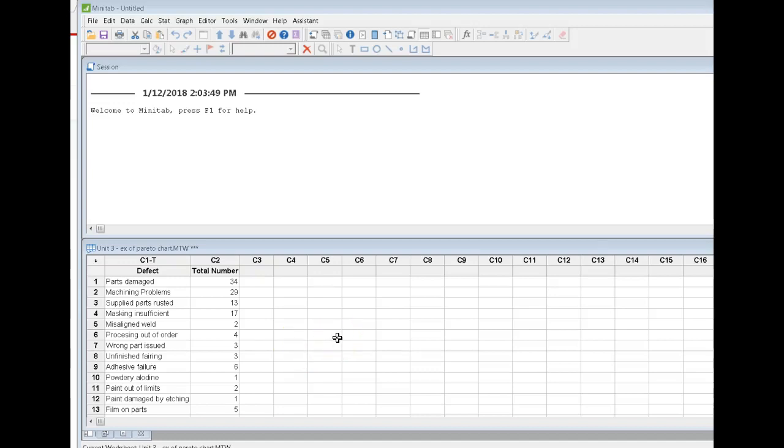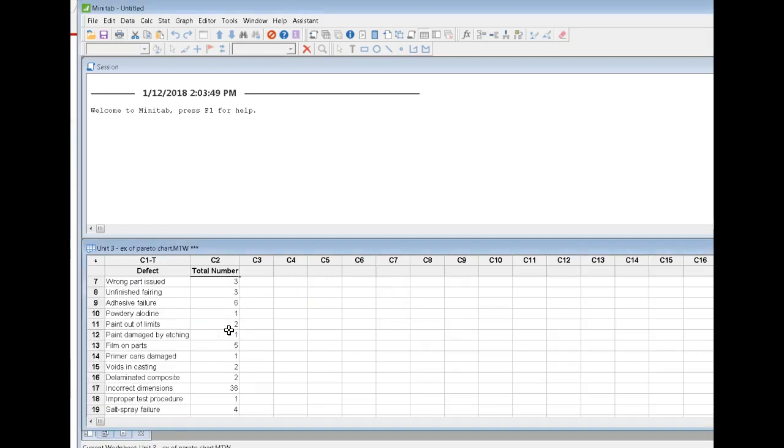Okay, I've got some data here. I think it's on defects in some sort of a tank being manufactured. We have the defect type and we have the total number of times that defect happened. And we want to illustrate these data using a Pareto chart.